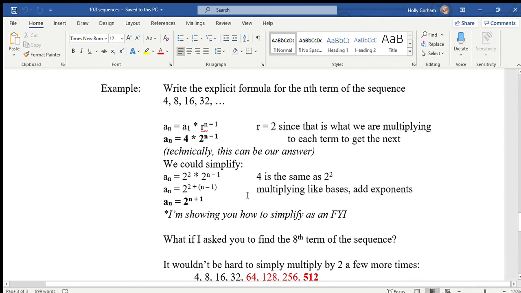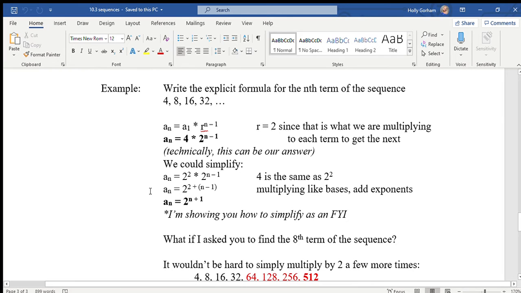For this example, it says write the explicit formula for the nth term of this sequence, 4, 8, 16, and 32. So we take our formula, and when we substitute the first term of 4, the ratio of 2, we get 4 times 2 to the n minus 1 power. Now we could leave it just like that, but we could also simplify. I'm just showing you this as a way to do it as an FYI. I'm not making you do it. You can leave your answer as the first one.